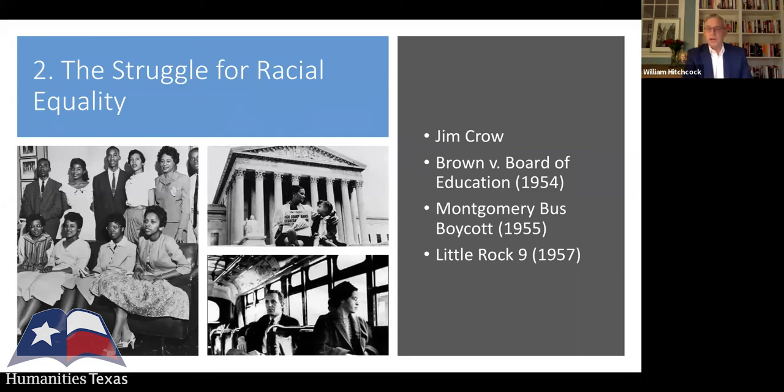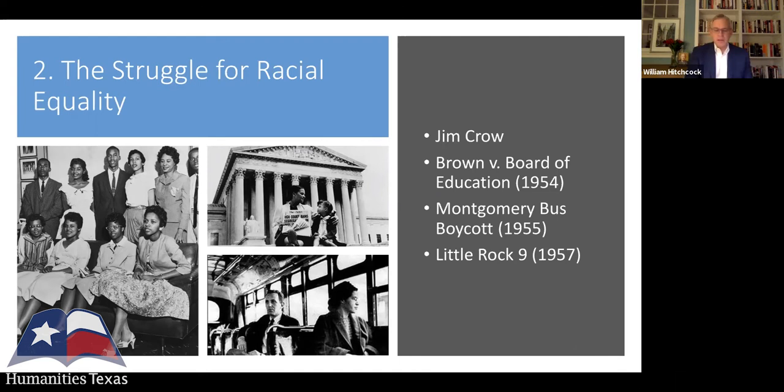Jim Crow segregation defined not just the South, but all of the United States. It defined the way our cities were built, the way our suburbs were built. It defined our public schools, our universities. It defined our culture. It defined the way we went to hotels or rode on public trains and buses. Jim Crow segregation was everywhere. And it would suffer a mortal blow during the decade of the 1950s.